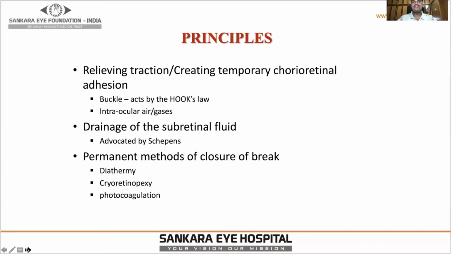The principles of retinal reattachment surgery include relieving traction, or creating temporary chorioretinal adhesions, which might be done externally with a buckle, or internally, which includes intraocular gases, air, and subretinal fluid drainage, which was widely advocated by Skippons. A permanent method for the closure of the break includes diathermy to start up with, and then we moved on to cryoretinopexy and photocoagulation.